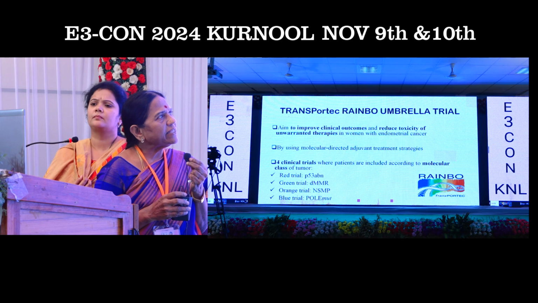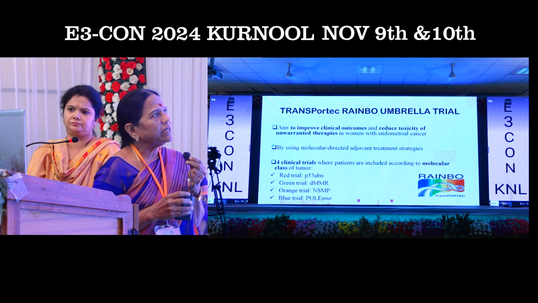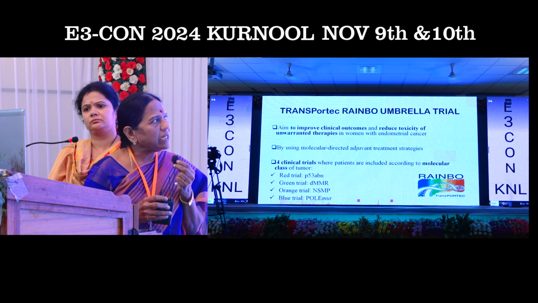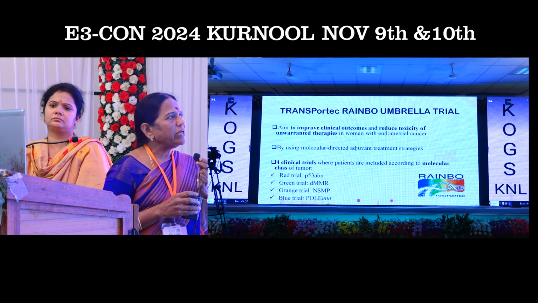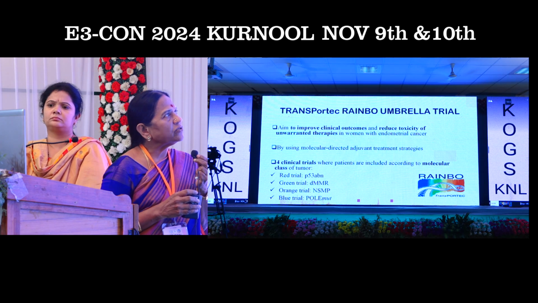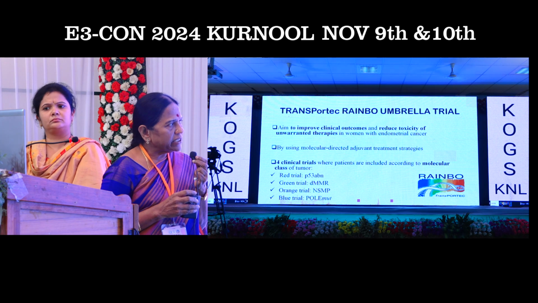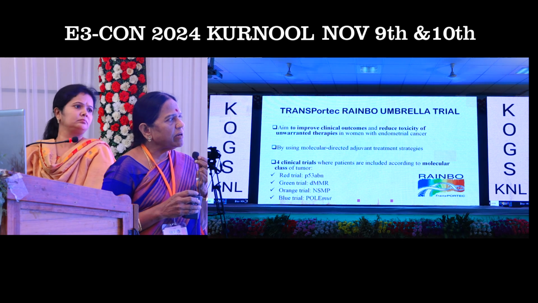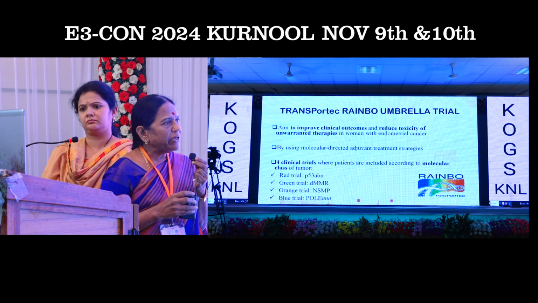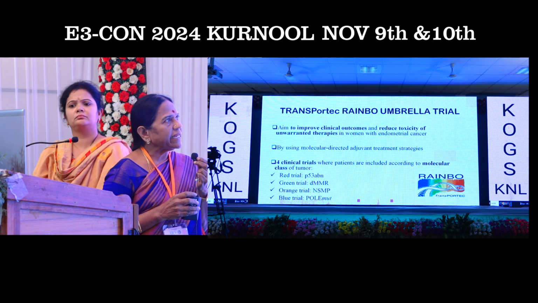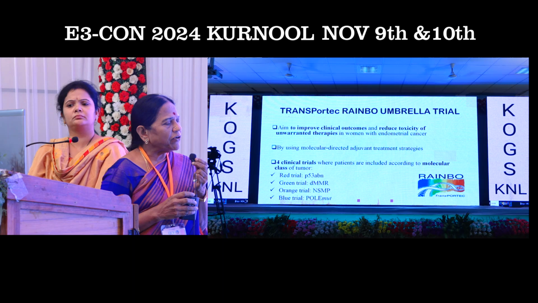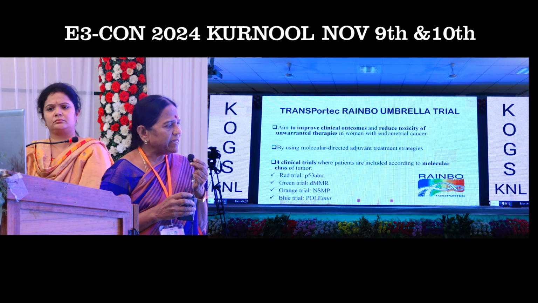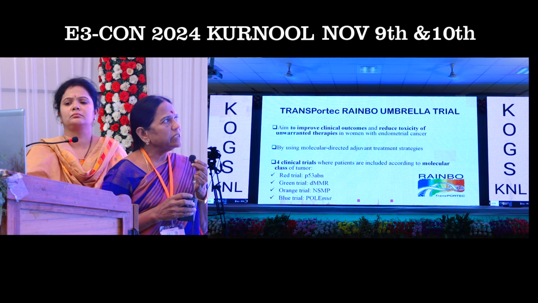The aim of these trials is to improve the clinical outcomes and reduce the toxicity of unwanted therapies in women with endometrial carcinoma, by using molecular directed adjuvant strategies. They are doing research at these levels. Four clinical trials for patients were included according to the molecular class of the tumor. They have given rainbow colors, that's why it is called the Rainbow Umbrella trial: red trial for p53 abnormality, green for dMMR, orange for NSMP, and blue trial for POLE mutation.